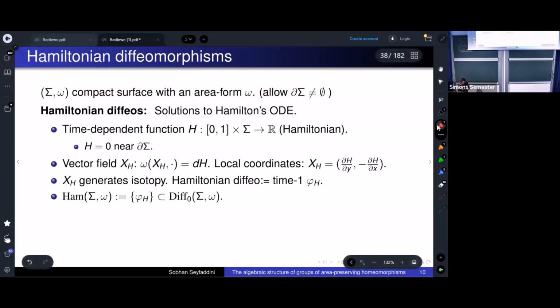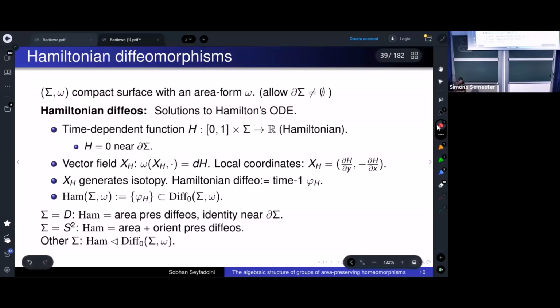The notation for the set of Hamiltonian diffeomorphisms is usually Ham of Sigma. It's an easy lemma to check that these are all area-preserving diffeomorphisms of the surface, so they're symplectic diffeomorphisms of the surface. The 0 I've put here stands for the identity component, which is obvious because they're time-one maps of a vector field.